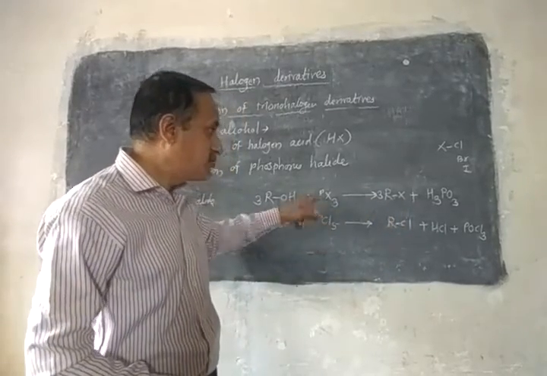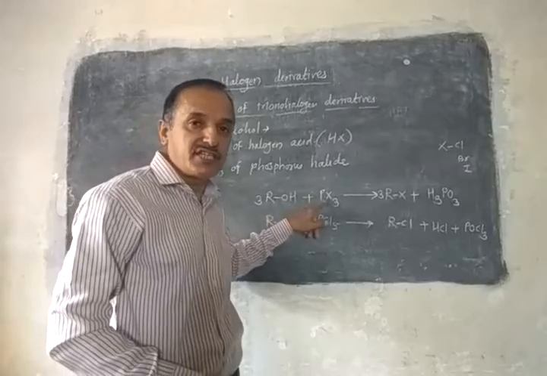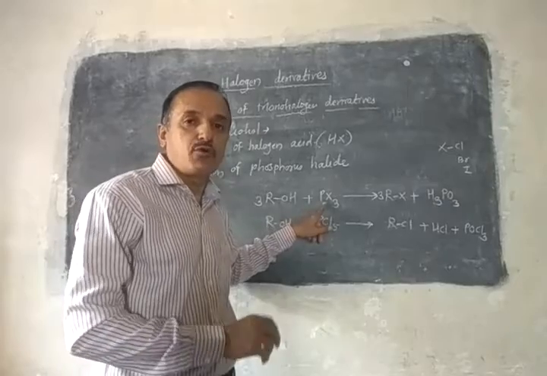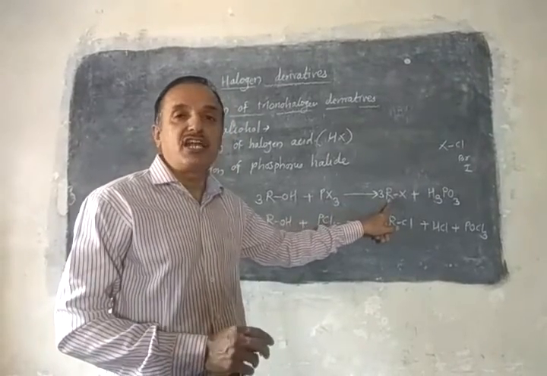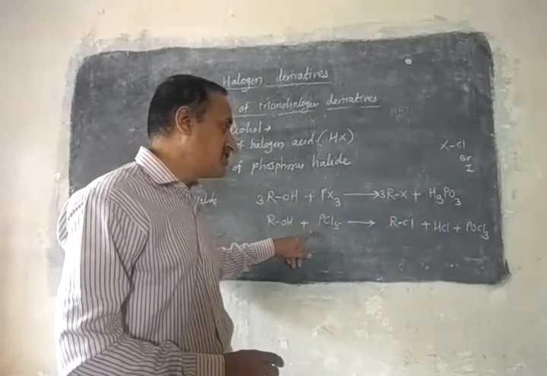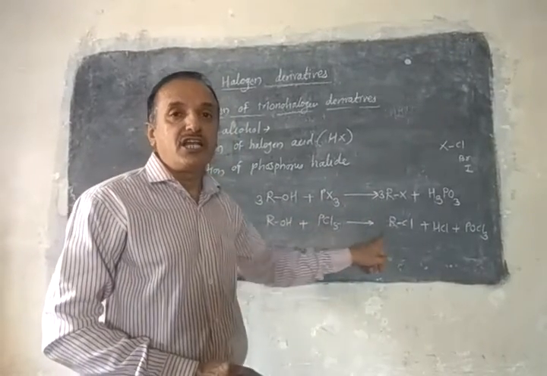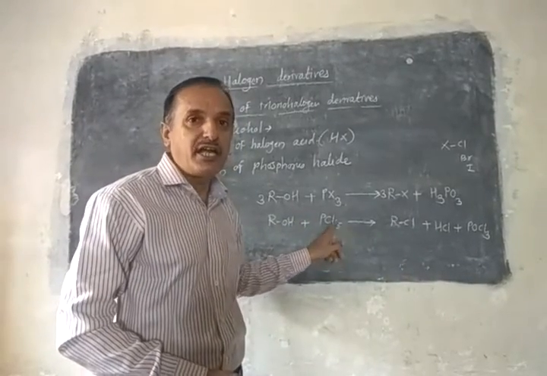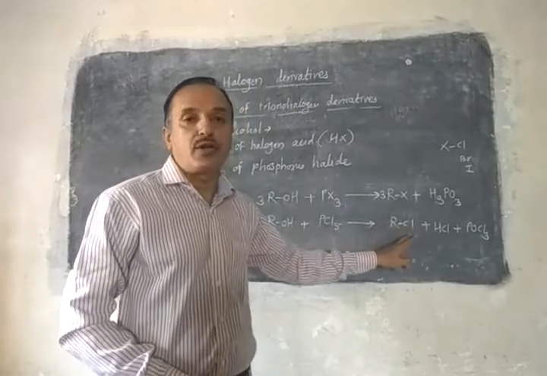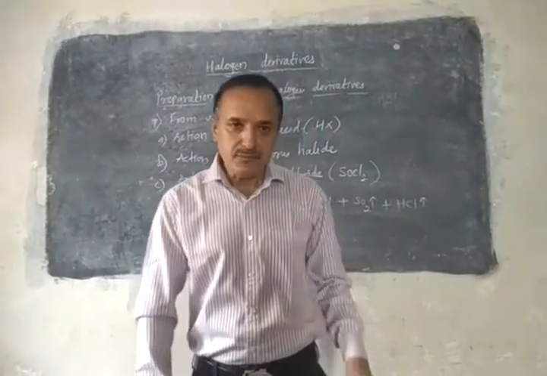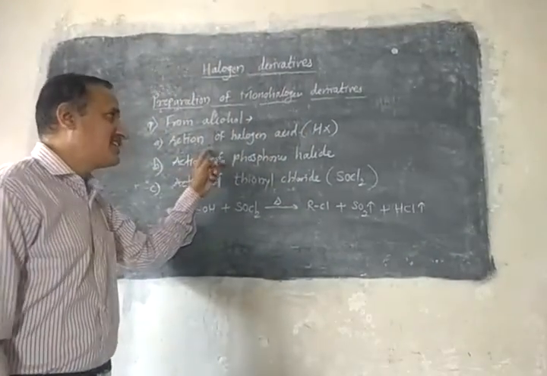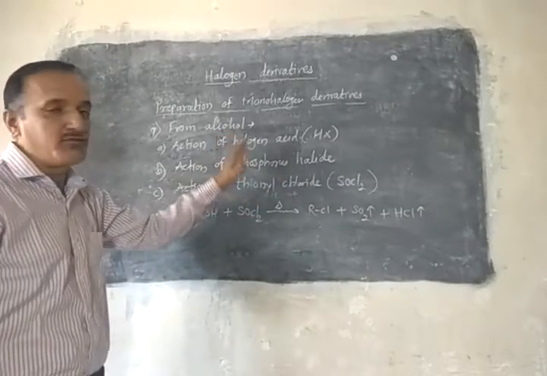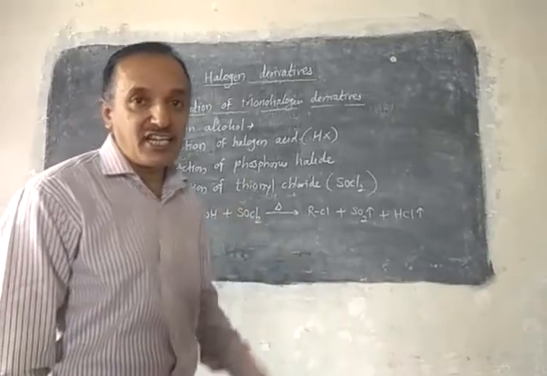So in both the reactions we have taken the phosphorus halide. In the first reaction we have taken the phosphorus trichloride, triiodide or tribromide, and we get the corresponding alkyl halide. But the second reaction is only for the alkyl chloride. Means here the alcohol reacts with phosphorus pentachloride and forms alkyl chloride. So we have seen the action of the halogen acid on alcohol, and the action of the phosphorus halide on alcohol, and we get the corresponding alkyl halide.